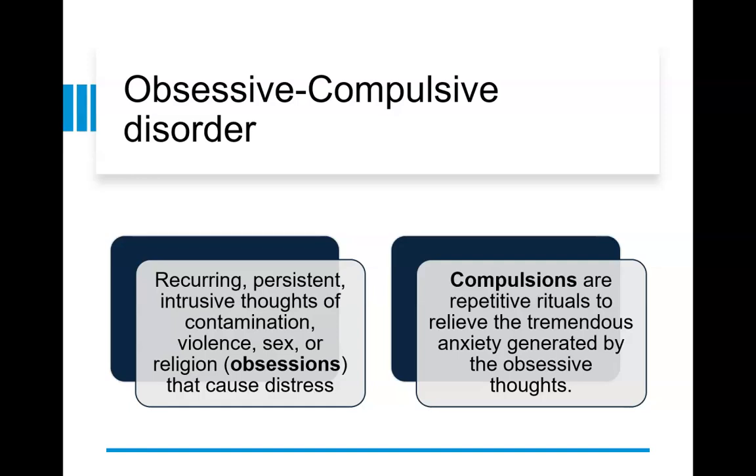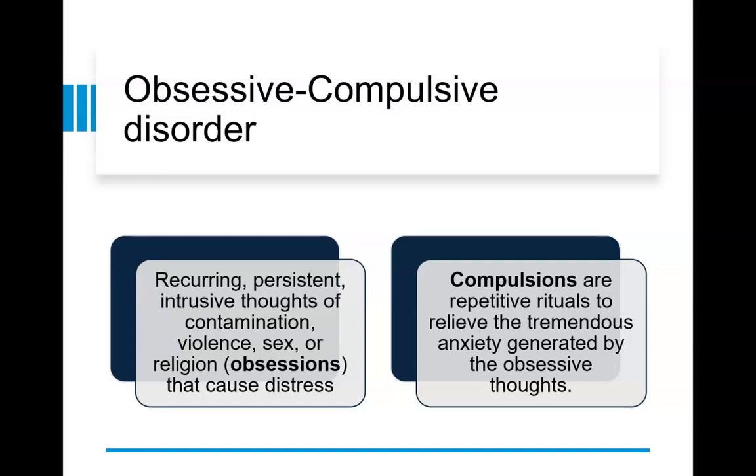And then finally, we have obsessive compulsive disorder. This disorder is marked by recurring persistent thoughts of things like contamination, violence, sex, or religion that cause a lot of distress. These are the obsessions. And then to basically try to relieve anxiety or reduce stress in these situations, you have compulsions. These are repetitive rituals that people might engage in to relieve the anxiety that's generated by those thoughts.